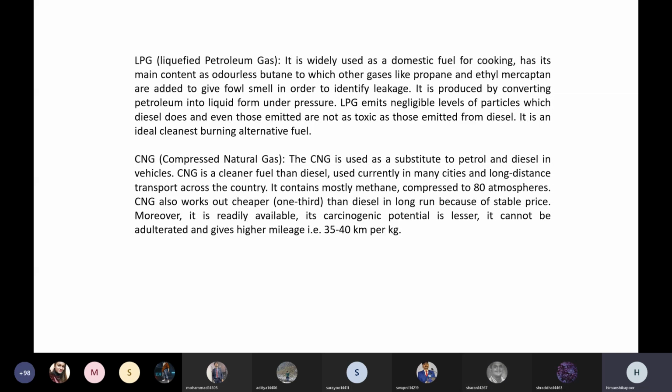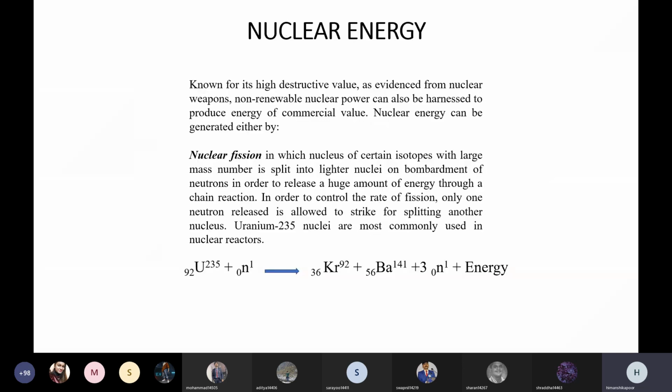CNG we have also already discussed. It is a substitute to petrol and diesel, and again it is a cleaner fuel, cleaner for the environment. There will be no poisonous gases like carbon monoxide and sulfur oxides if we use CNG as fuel, and again it is very cheap. So this was about the fossil fuels which are being used as non-renewable energy resources.